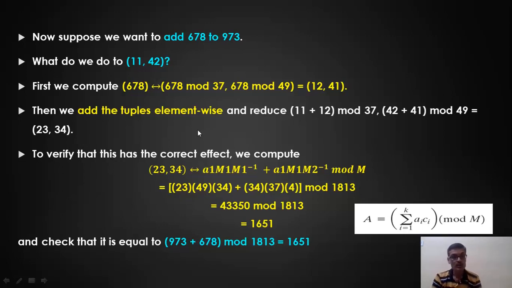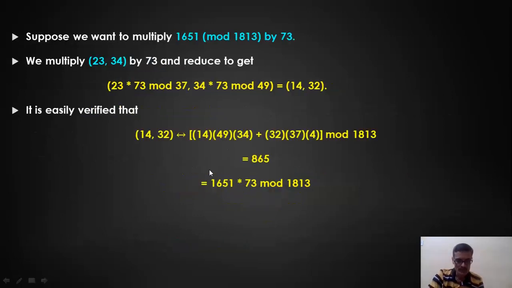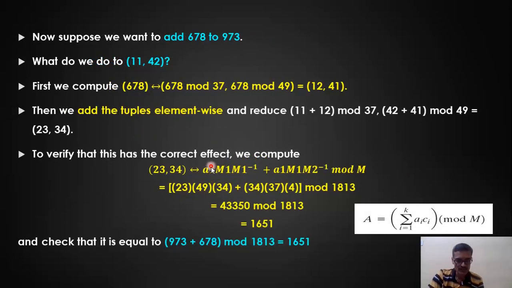Now I want to convert that into the actual sum. How to do that? We have to use this particular formula. Here comes the use of that inverse. So how to do that? That is A1, M1 multiplied by M1 inverse, plus A2, M2, M2 inverse, mod M. I'm very sorry, this is a small mistake.